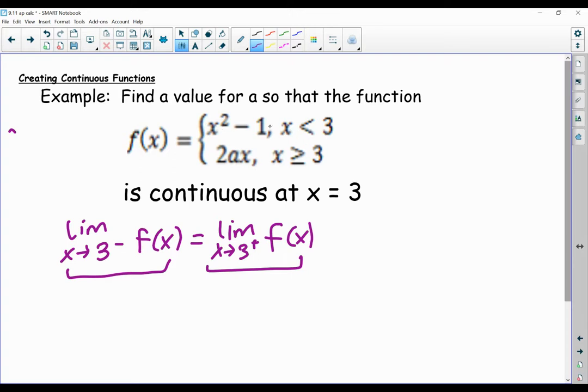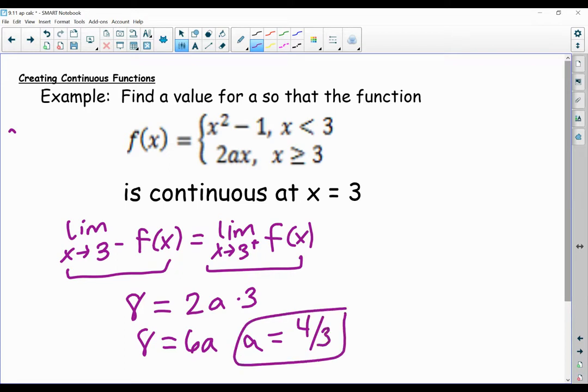So if I find the limit from the left, I get 3 squared, which is 9, minus 1 is 8. So on the left side, the limit is 8. If I plug in 3 for x on the right side, I get 2a times 3. So now I end up with 8 equals 6a, which means a is equal to 4/3, or 8/6. I just reduced it in my head. So as long as a is equal to 4/3, then the left limit and the right limit would be the same, and the actual value of the function would match the limit because it's attached to it anyway.